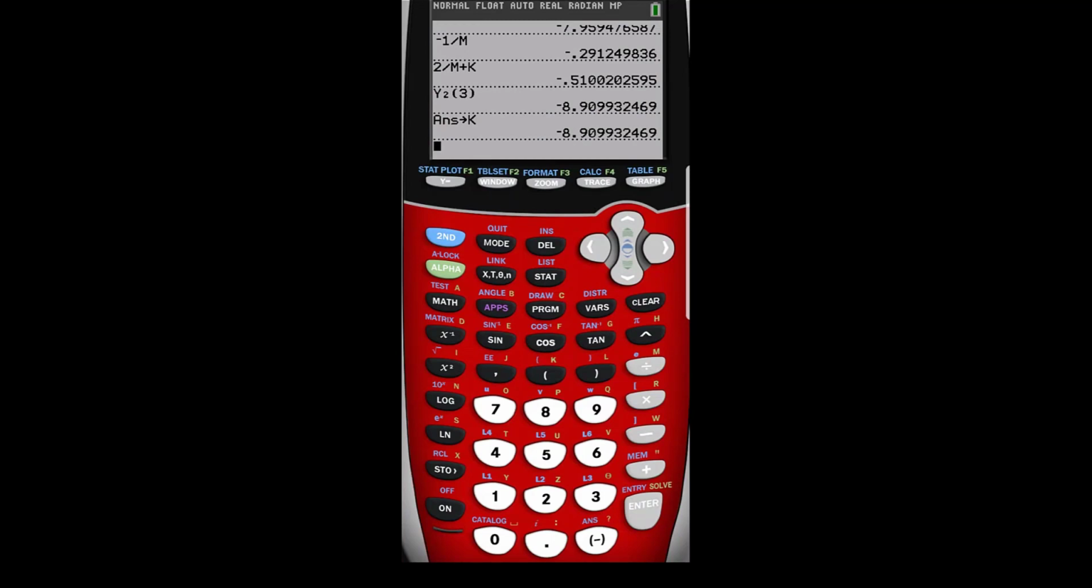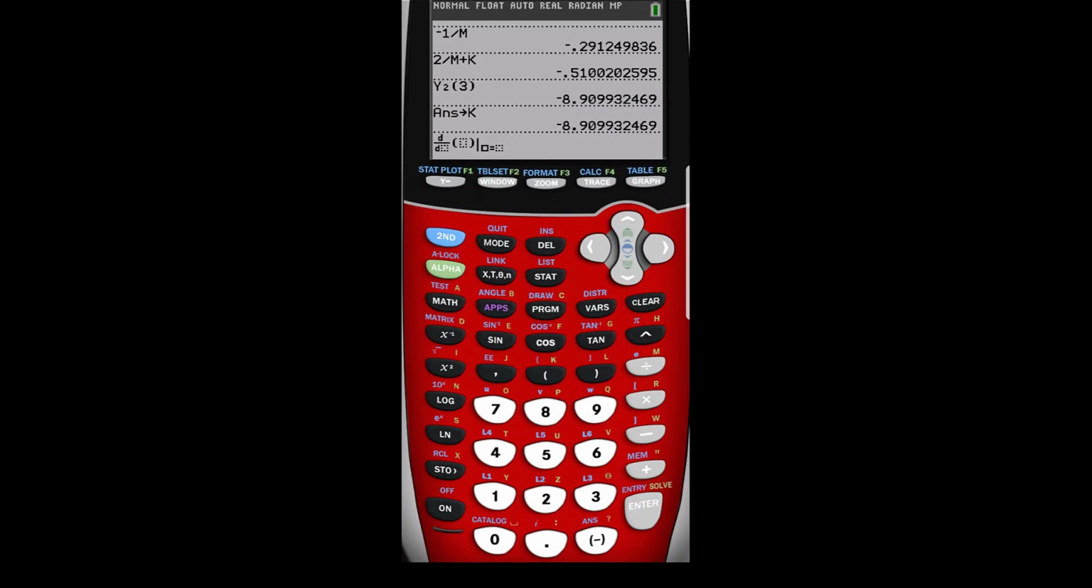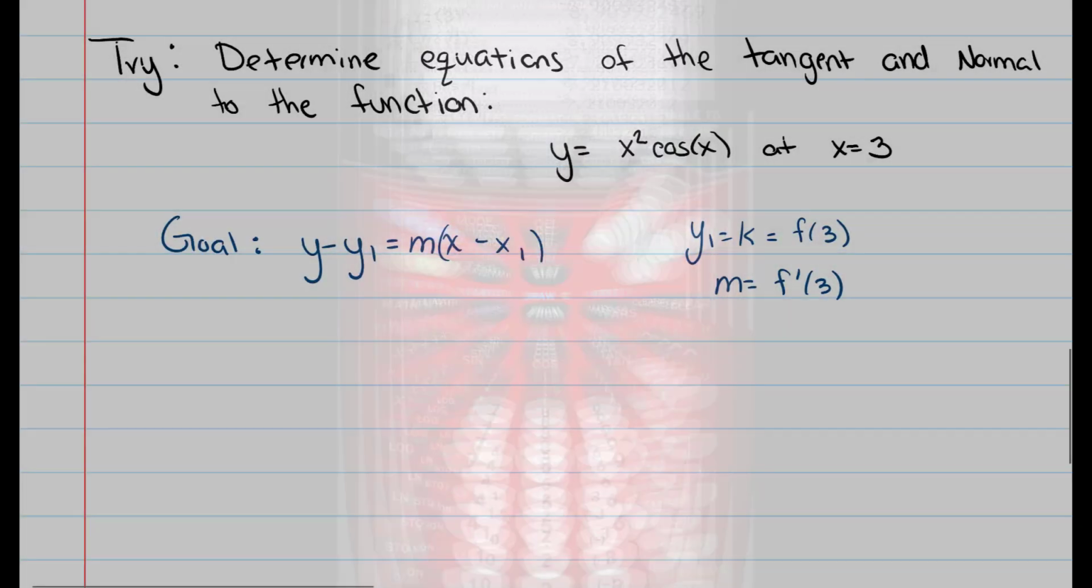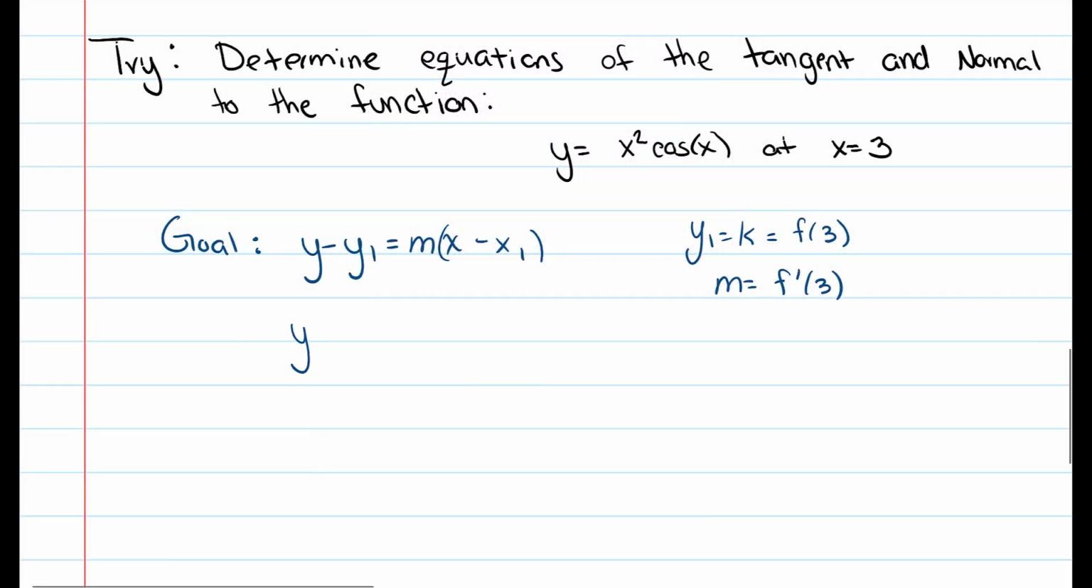And so now I'm going to set this up the same way as before, where in order to find the derivative, I'm going to do alpha f2, nth derivative d dx, and then type in y2 at x equals 3. And that's going to be my slope. So I go back over here and I'm going to write y minus k is equal to m times x minus 3. So I get y minus k is equal to mx minus 3m. So y is equal to mx minus 3m plus k.